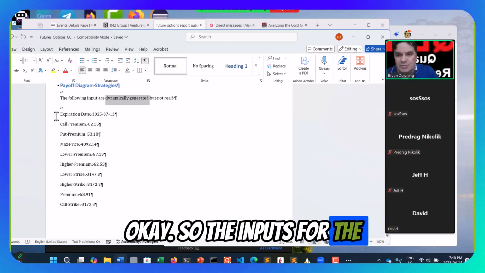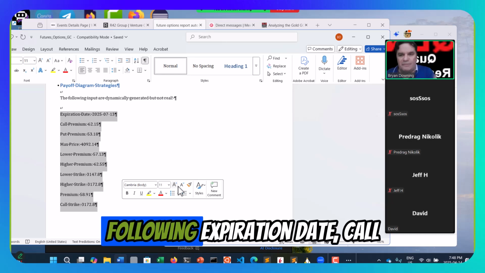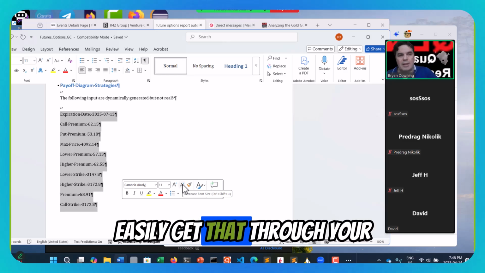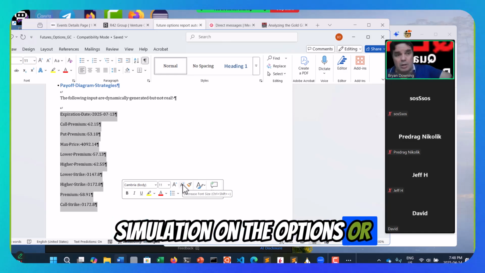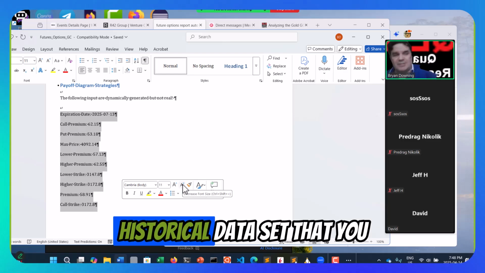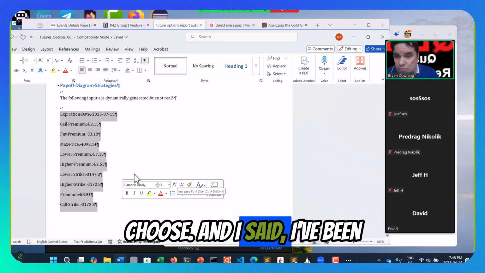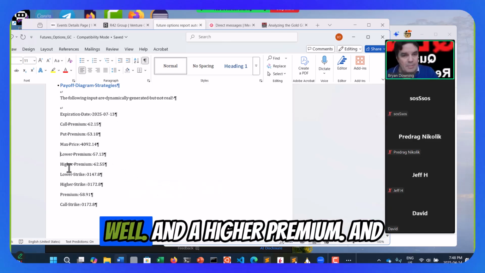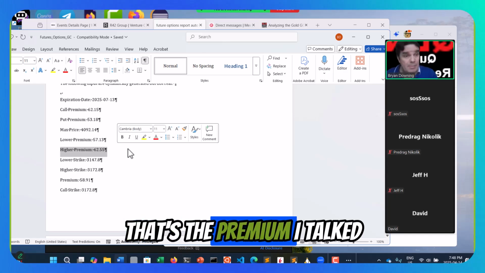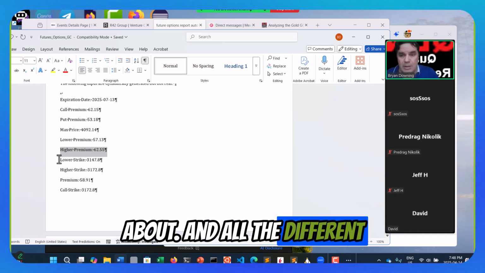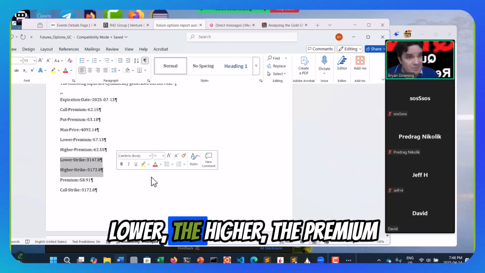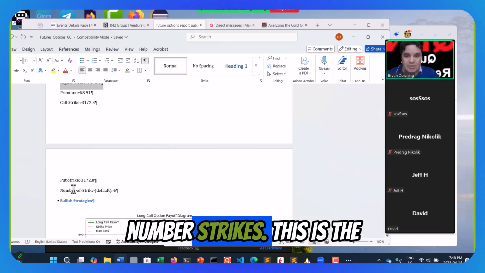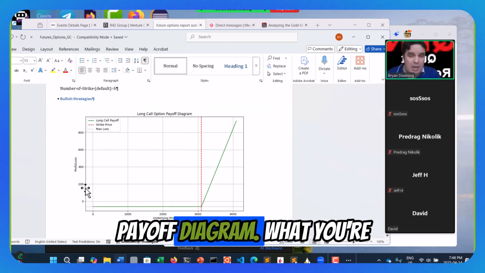Okay, so the inputs for the payoff diagram include the following: expiration date, call premium, max price, and you can easily get that through your simulation on the options, or the max price through the historical data set that you choose. As I said, I'm using a 1 year look back. Then we have our lower premium as well, and our higher premium, and that's the premium I talked about, and all the different types of strike prices on the lower or the higher, the premium as well, and the call strike, and the put strike, and the number of strikes. This is the payoff diagram.